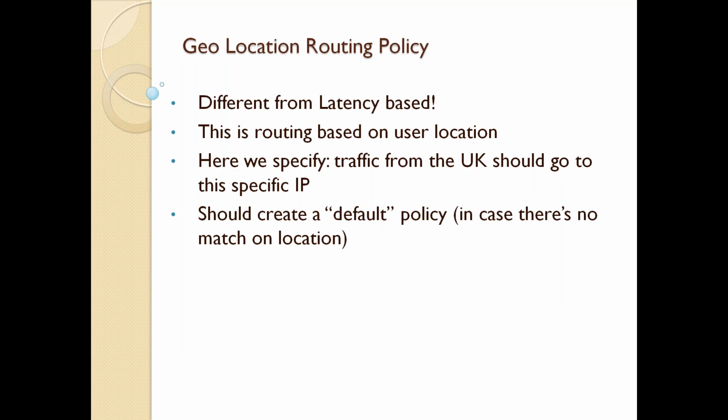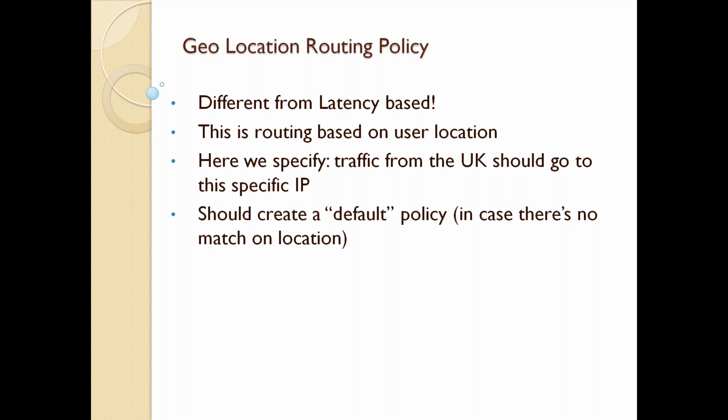Let's go with the geolocation routing policy. Now, geolocation routing policy, this is different from latency based. Latency based means whichever is closest to you, you will be redirected there. Whereas geolocation routing policy is you say, okay, if the user is from UK, you go to this machine. If the user is from Mumbai, go to this machine. If the user is from US, go to this machine, right? Like that you can say specifically this is for country based.